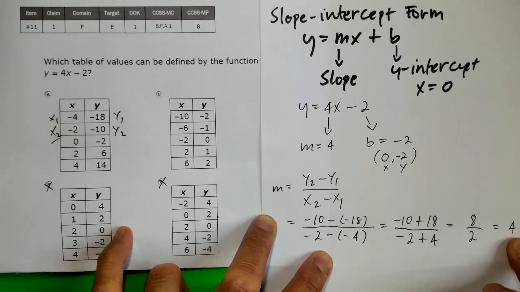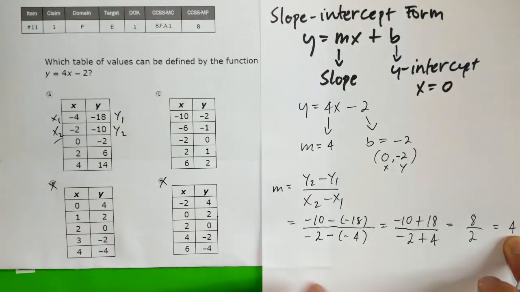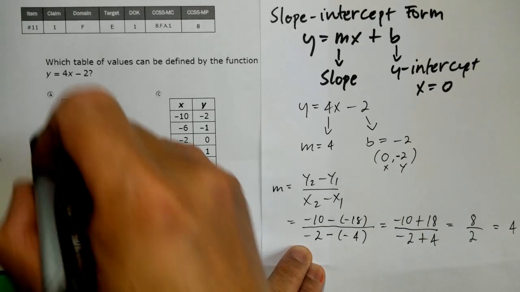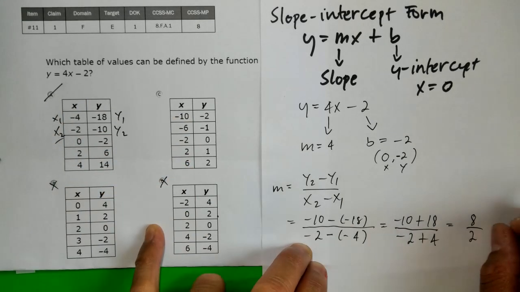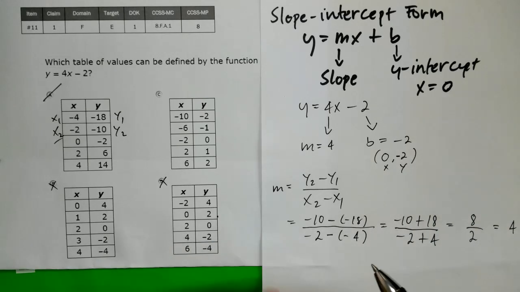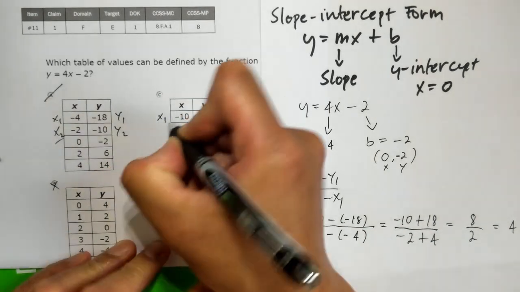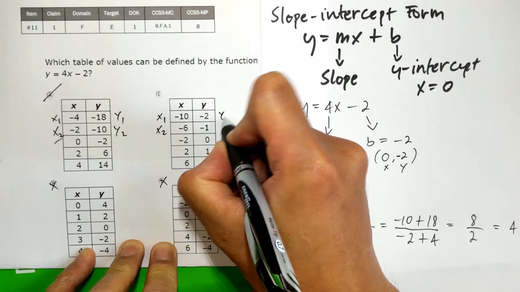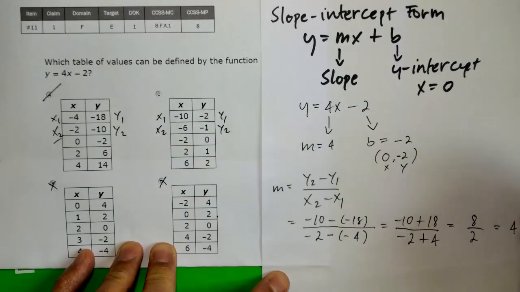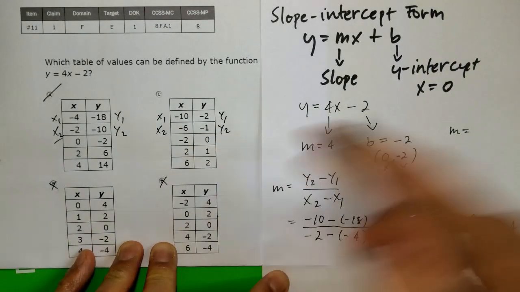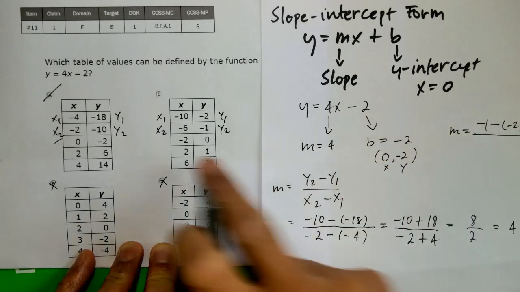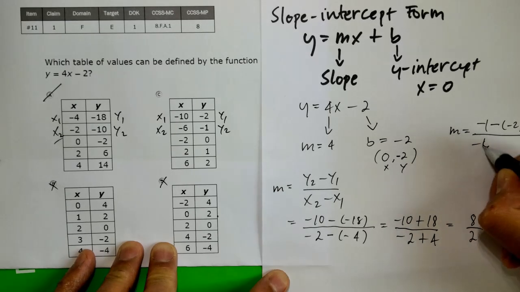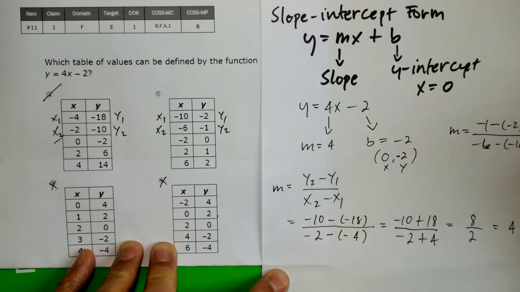So therefore, they are the same. The slope is equal to 4. So we can say that the correct answer here is letter A. Now we can still test the second one, but as you can see, the numbers are different. But we can test. So this will be x1, x2, y1, y2. If I solve the slope, that's going to be negative 1 minus negative 2 over negative 6 minus negative 10.